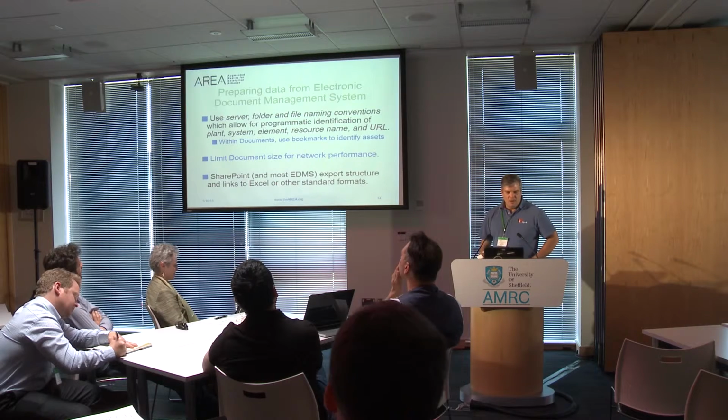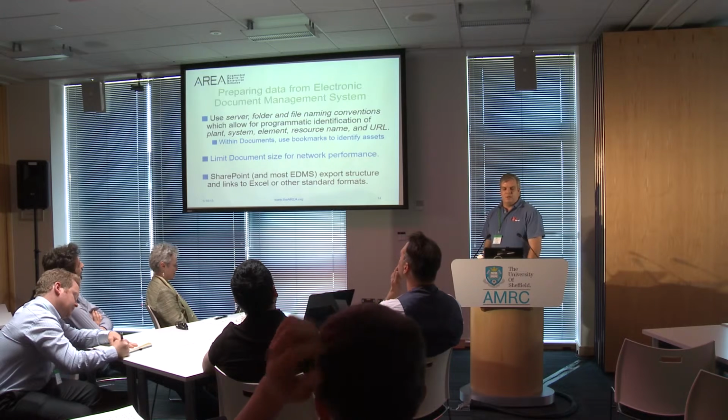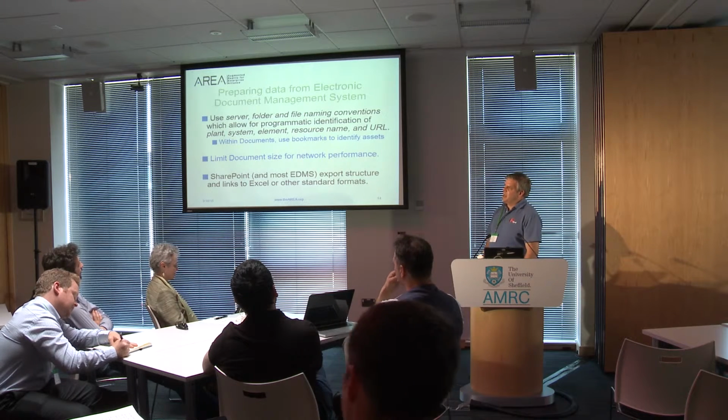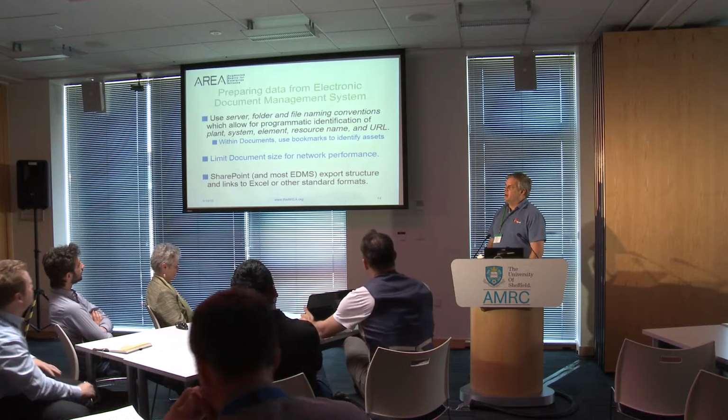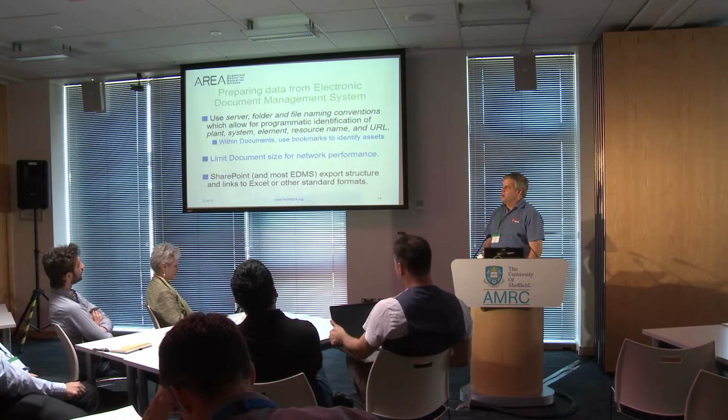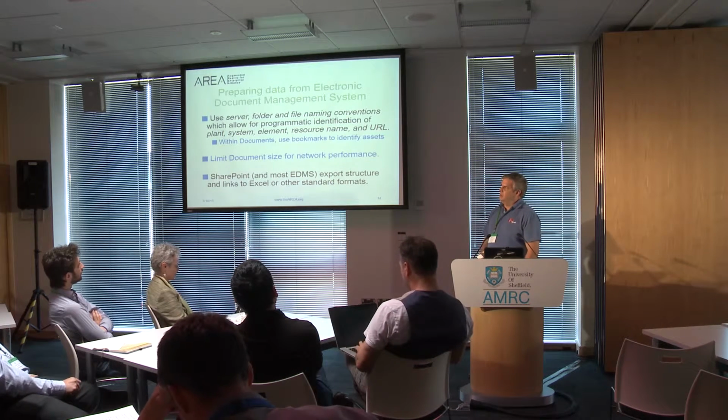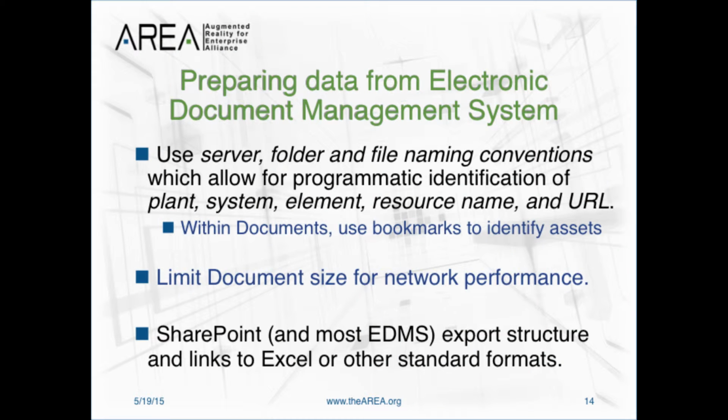If you didn't, it's a little difficult. Preparing data from electronic document management systems is kind of the same thing. It's going to boil down to how you house the data, how you structure it, where the data is stored, and what naming conventions are used. So server, folder, and file naming conventions, which will allow for programmatic identification of plant systems, elements, resources, and the universal resource locator, the URL to that document.